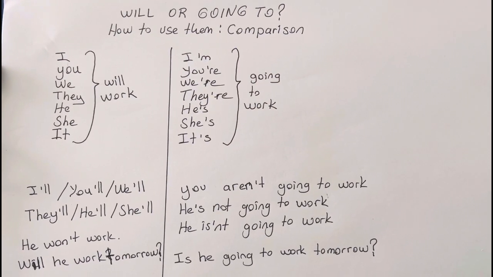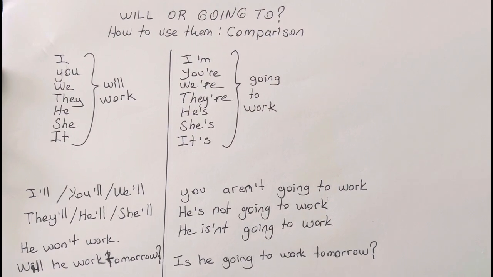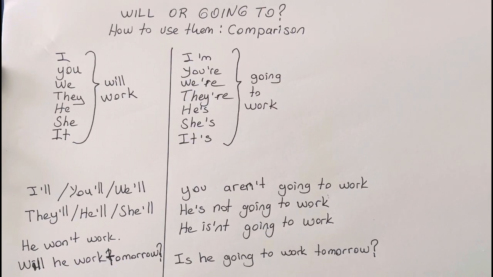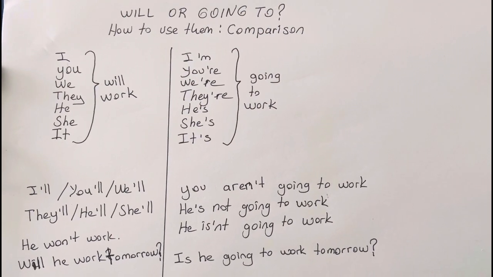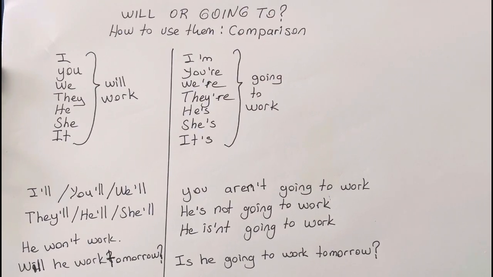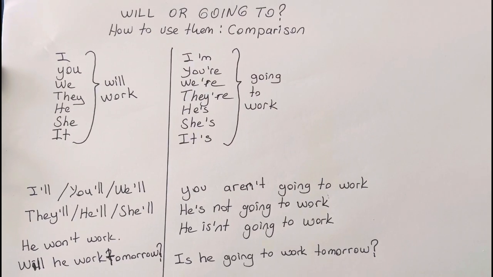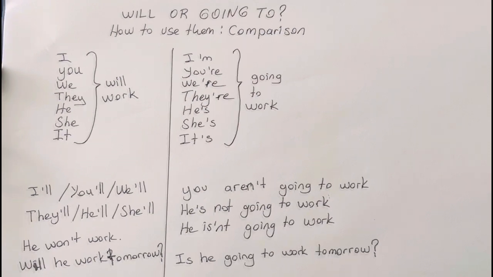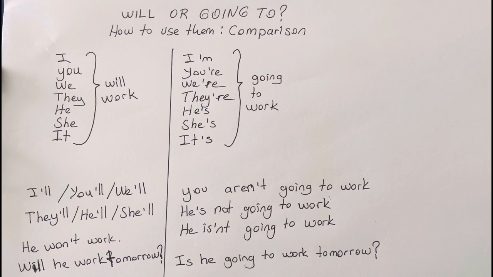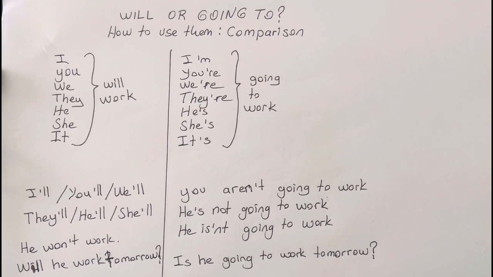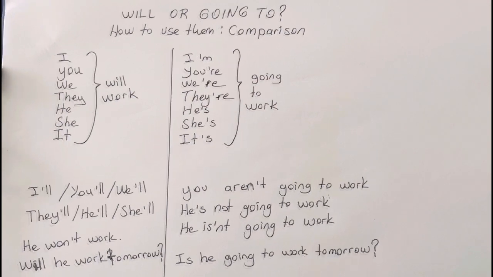Now, if we want to make it negative, we usually add the word not. I will not work tomorrow. Or if you want to shorten it, what would it become? Won't. I will not is the full form. I will not, you will not, we will not, they will not. This is full form. But when you shorten it, will not becomes won't. For example, he won't work.